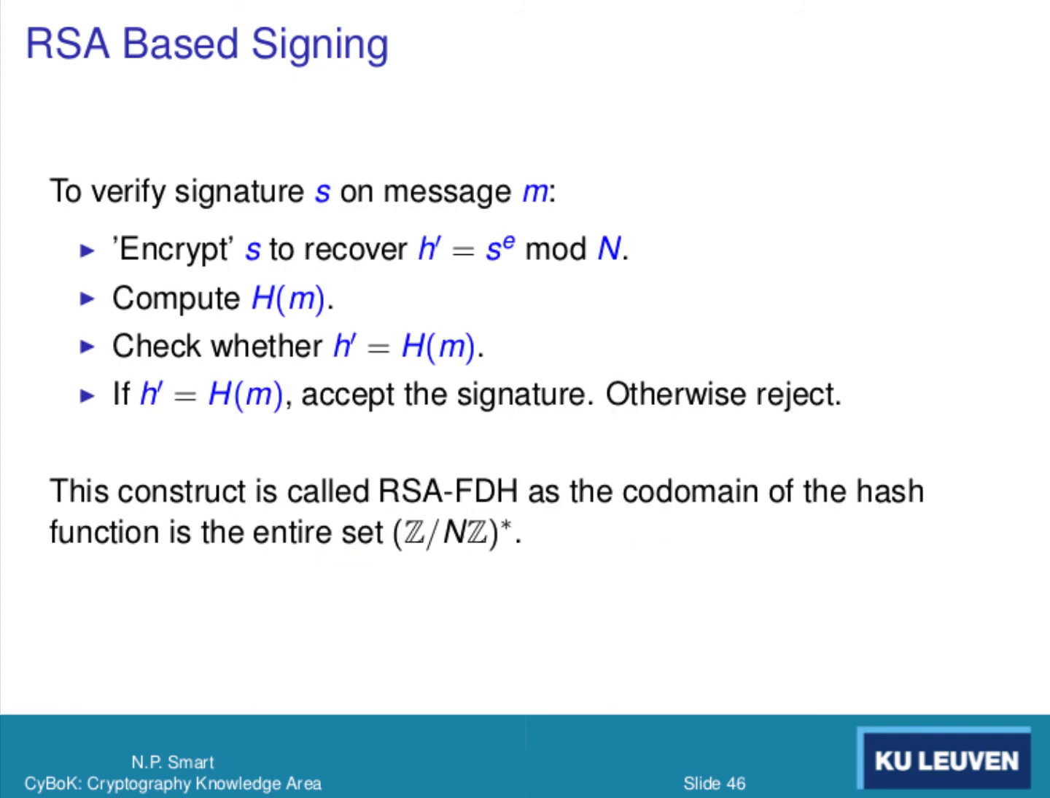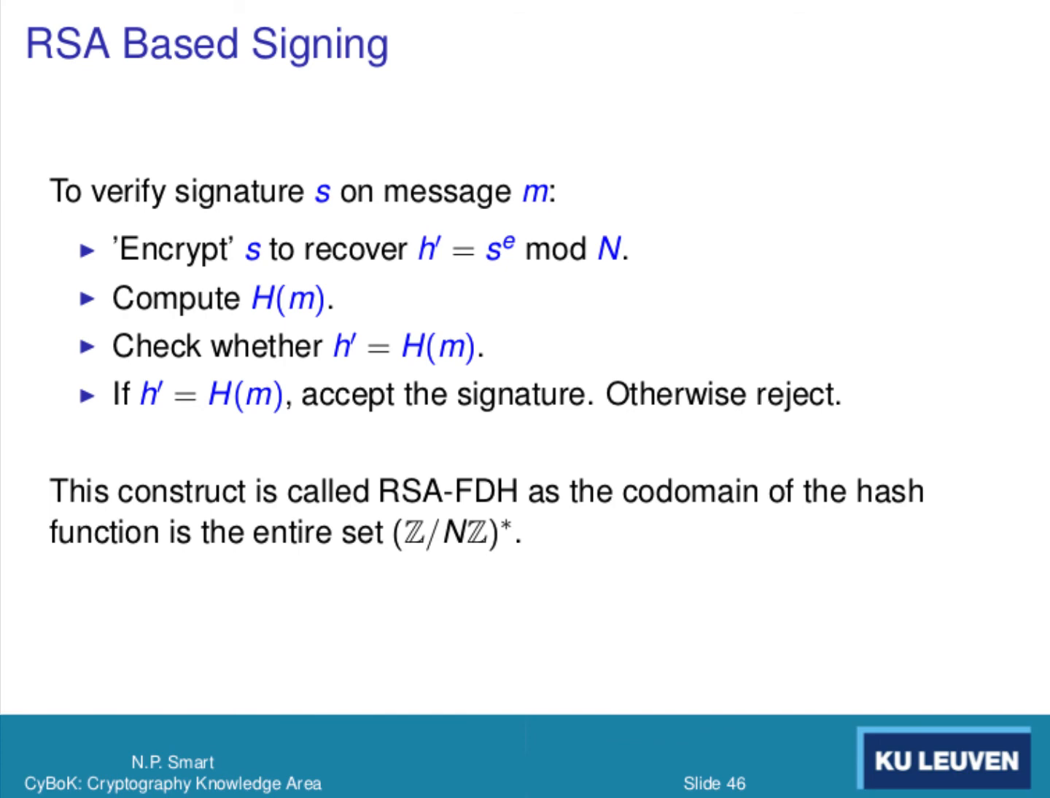But to verify, if we used decryption to sign, then it's kind of clear that we use encryption to verify. So we encrypt the signature, which should give us the message back, and then we check that that message is actually equal to the hash of the original message. So this is what's called RSA full domain hash. It's very similar to the RSA full domain hash KEM. And it forms the basis of a number of standards that are used to do RSA.